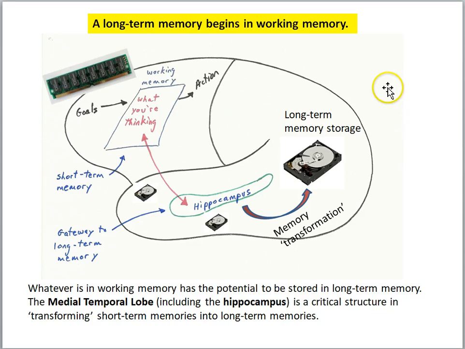In this lesson, we'll investigate the interaction between the working memory system and the long-term memory system. The idea is a long-term memory begins in working memory. So whatever we're currently experiencing, whether we're perceiving something, reading something, or listening to a lecture, whatever's in our working memory has the potential to be written to the long-term memory system. This is how we can make a long-term memory. But it begins in working memory.